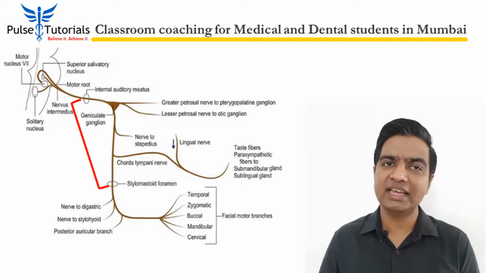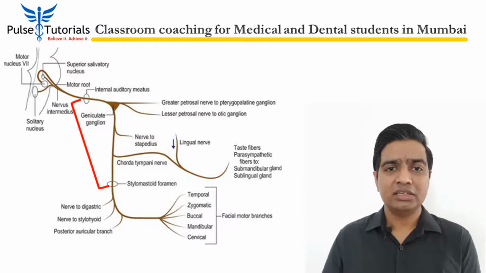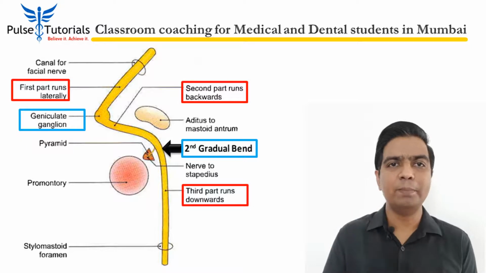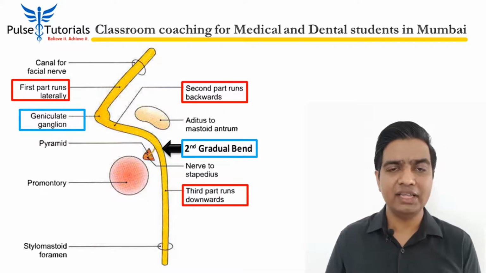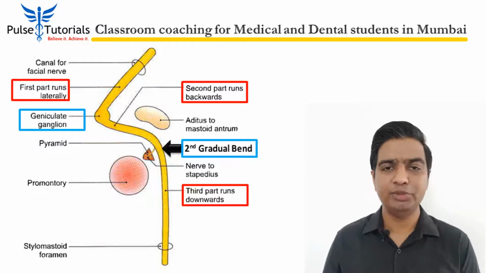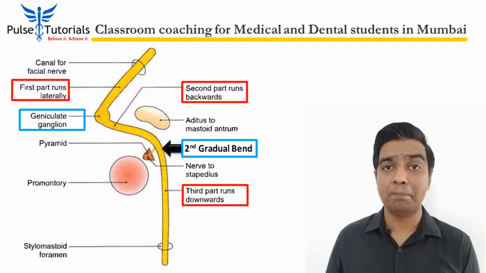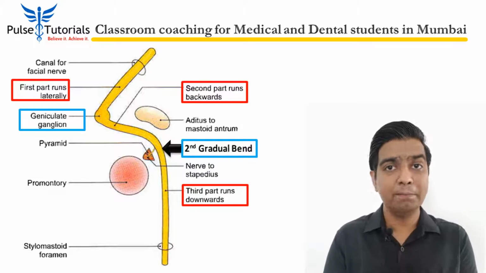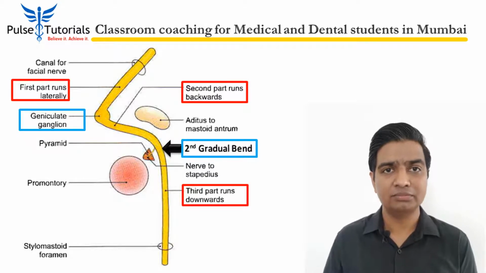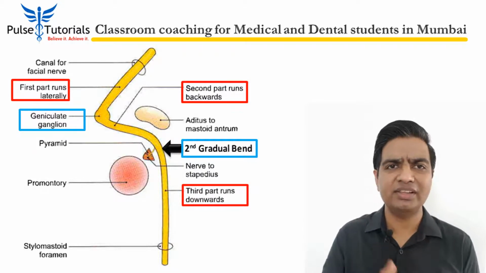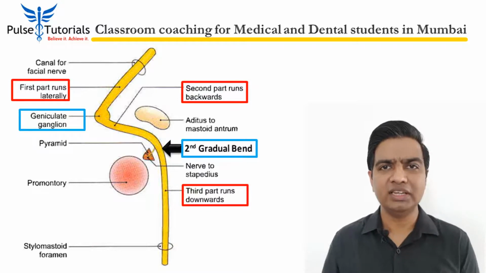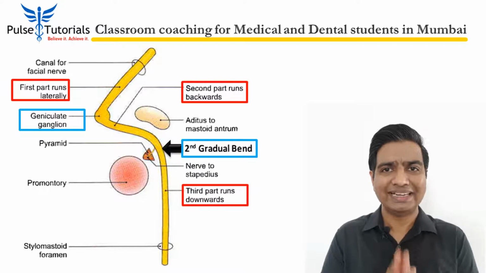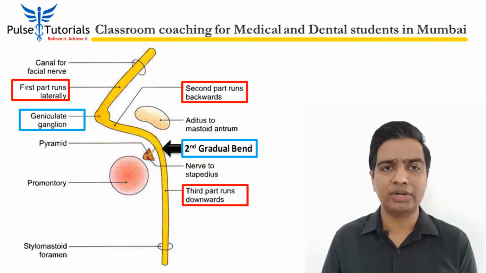Now as you can see in the diagram that I have put up, there are three parts and two bends that you can notice here. The first part is directed laterally above a structure called the vestibule. The second part runs backwards in relation to the medial wall of the middle ear canal above this structure called the promontory. And the third part is much more vertical, as you can see. So it is going downwards behind the promontory.